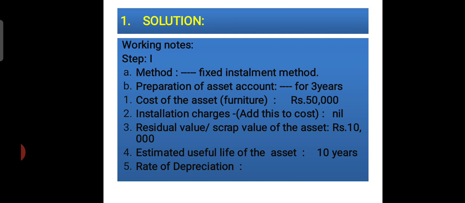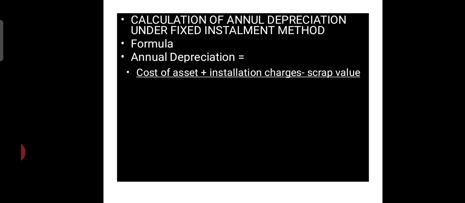After that we need to calculate depreciation using a formula. See, calculation of annual depreciation under fixed installment method. Here we have to use a formula: annual depreciation is equal to cost of asset plus installation charges minus scrap value, divided by estimated useful life of asset. This is the formula we have to use for calculating the annual depreciation under fixed installment method.